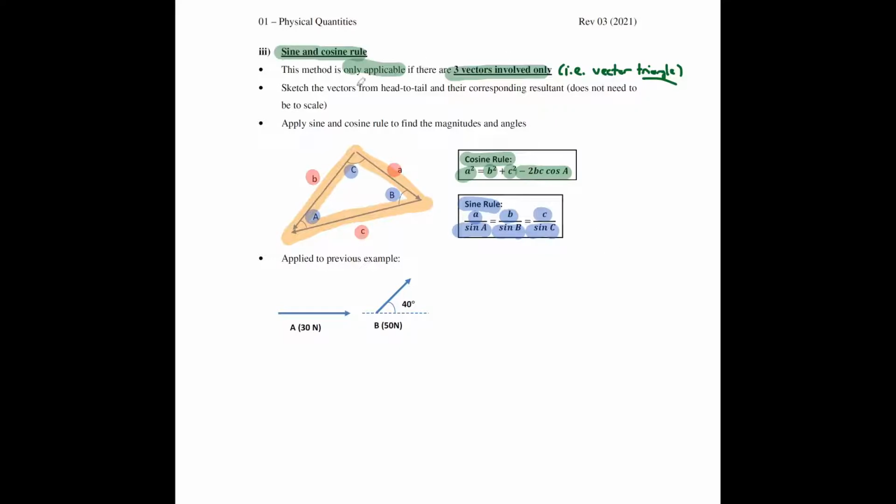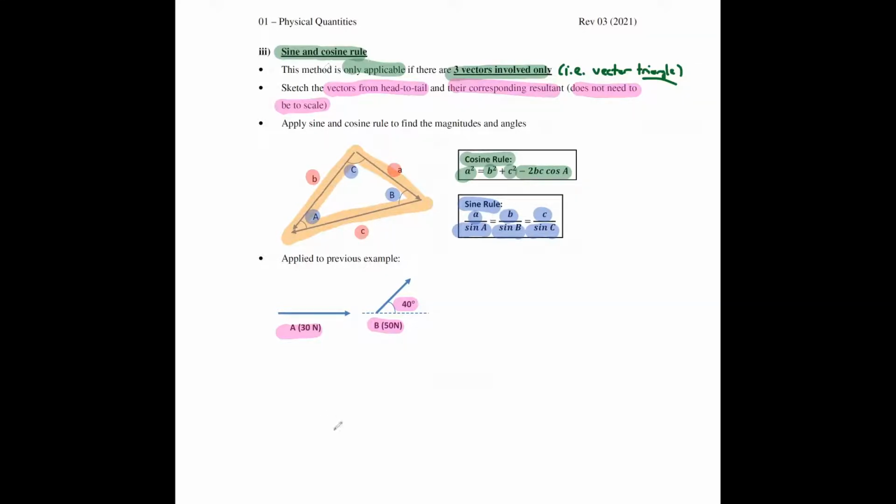Now, when we apply this method to an example, we use the same example as before, where we have a force of 13 Newton horizontally and a force of 15 Newton at an angle of 40 degrees to the horizontal. To use this method, we must first sketch the vectors from head to tail with their corresponding resultant. However, this time, we do not need the diagram to be to scale.